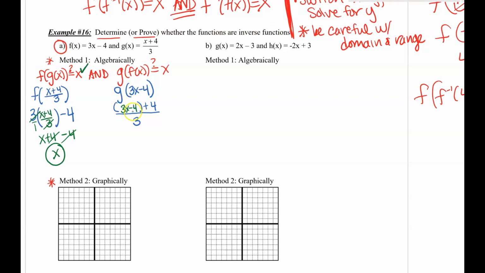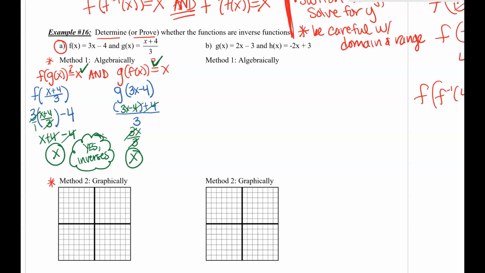Now in this case, the minus 4 and the plus 4 will add up to 0. We'll have 3x over 3. The 3's will cancel, and we'll have x. So this also worked. Because both of these compositions worked, then these are inverses. If either one of them did not work, then we would not have inverses.